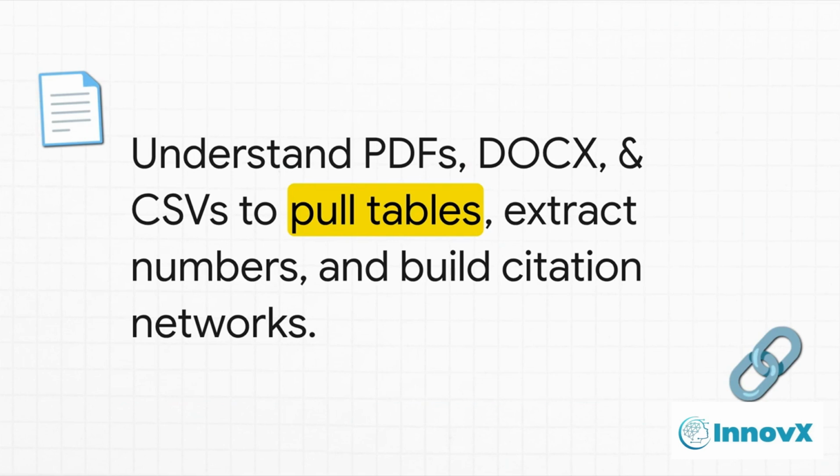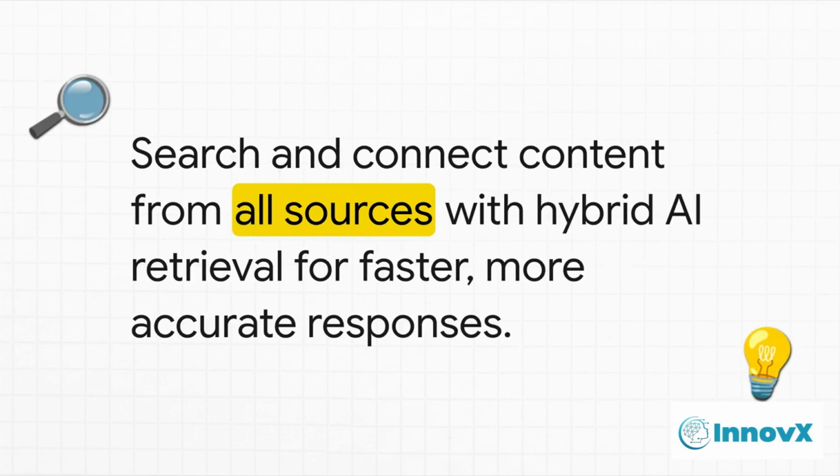Well, it starts with what's called deep document analysis. INFOSNAP doesn't just read your documents, it actually understands them. It can intelligently pull out tables, find key figures, and even map out citation networks so you can see how all your sources connect. Then you've got semantic discovery. Now, this is not your average keyword search. It uses this advanced AI to understand the meaning and the context of what you're looking for, so it can find relevant info across everything, your PDFs, websites, all of it, and get you much more accurate results, way faster.